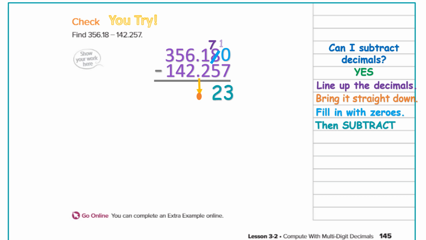1 minus 2 is impossible to do. So then you thought, gotta borrow again. So my 6 becomes a 5, I carry over that 1, and a 1 and 1 make 11. So 11 minus 2 is 9. And 5 minus 2 is 3. And 5 minus 4 is 1. And 3 minus 1 is 2. Oh, I'm done. Did you get it?